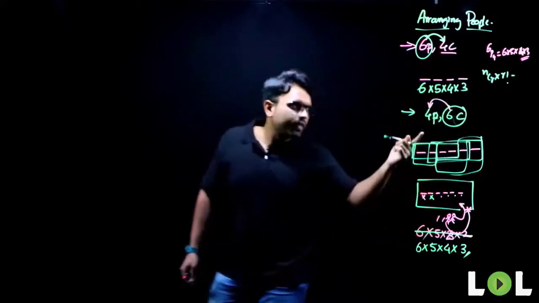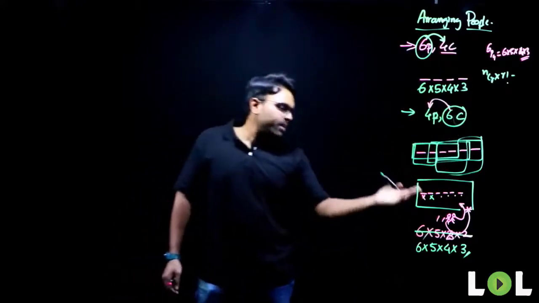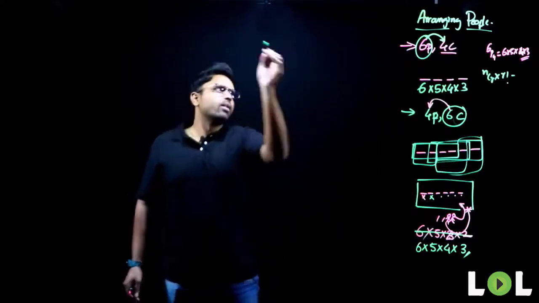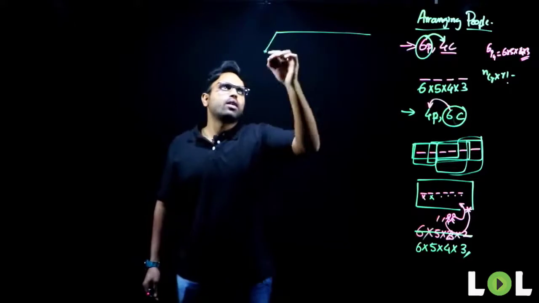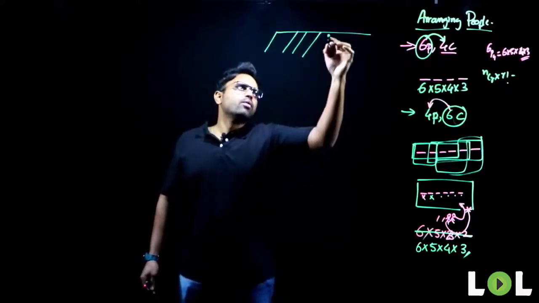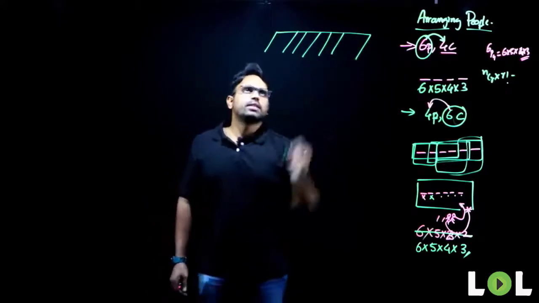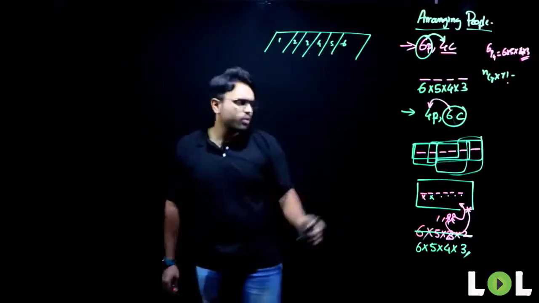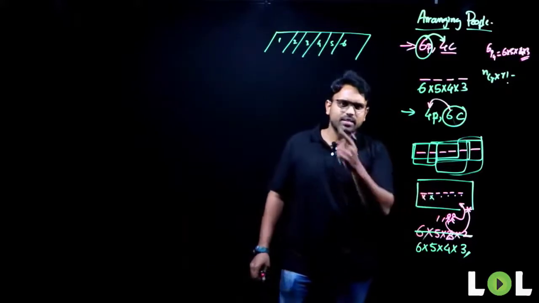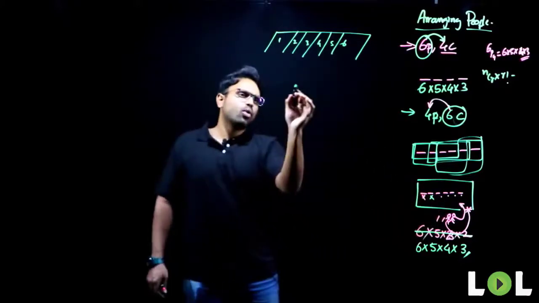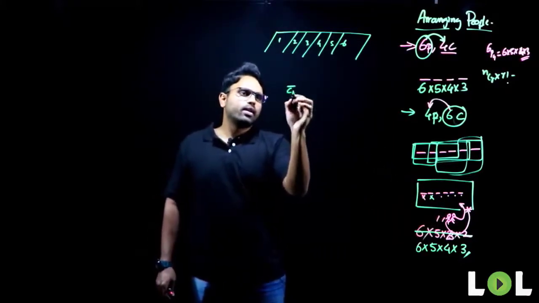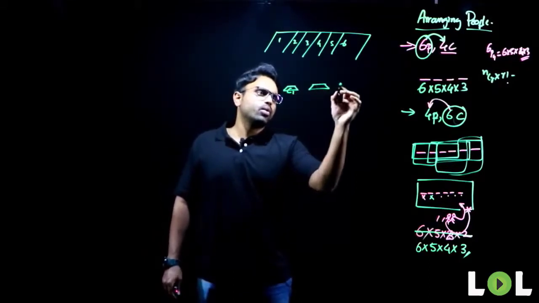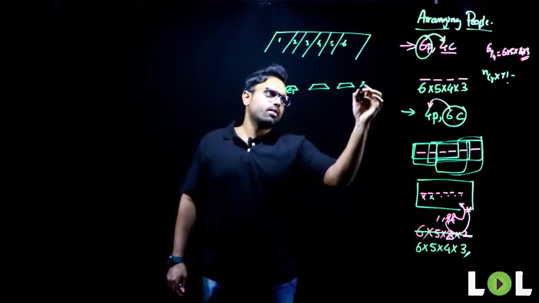Now, let me take up another scenario to explain it to you. Let's say I have a parking slot: 1, 2, 3, 4, 5, and 6. Those of you who could not understand what happened here, just start thinking. There are 4 cars here: car 1, car 2, car 3, and car 4.